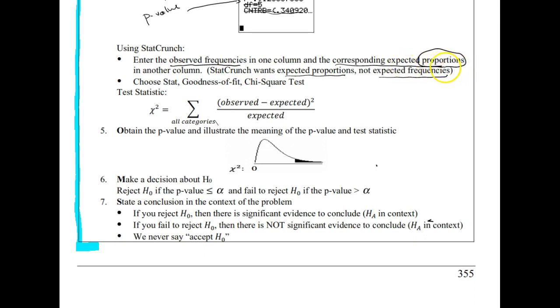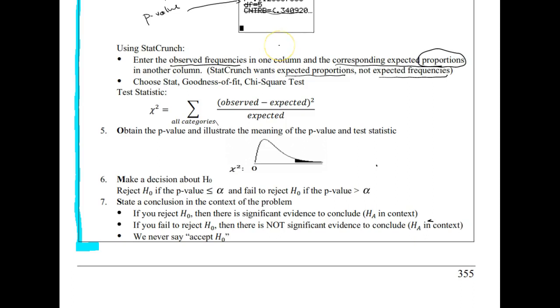Okay, when we actually run the chi-square goodness of fit test, StatCrunch will compute those expected frequencies for us. Then we would choose Stat, Goodness of fit, Chi-square test. We'd pick those lists, hit compute, and on the output screen we would see a chi-square value and a p-value.